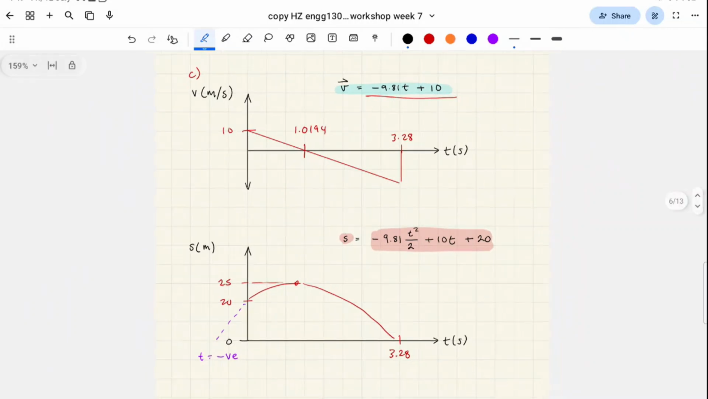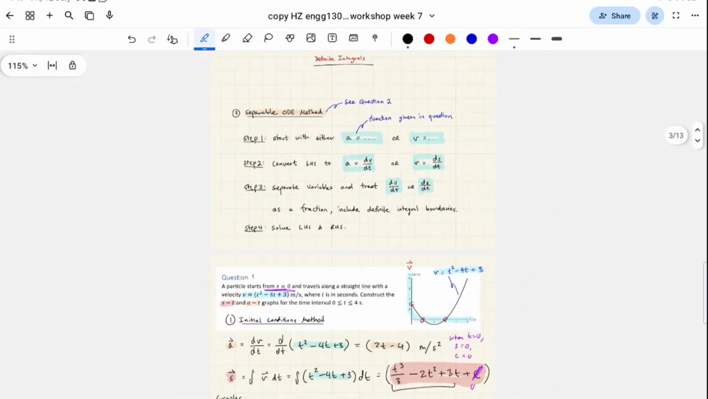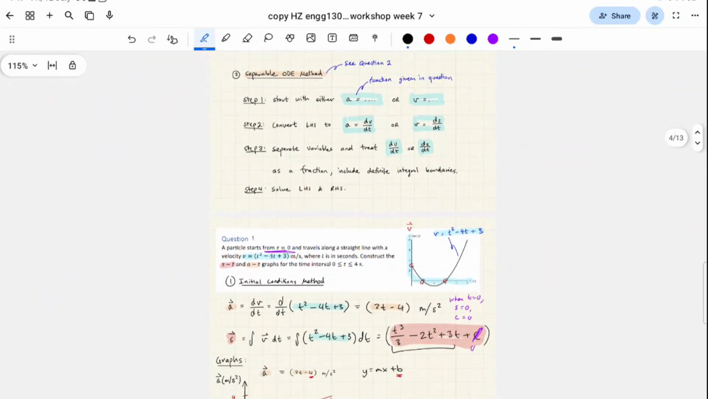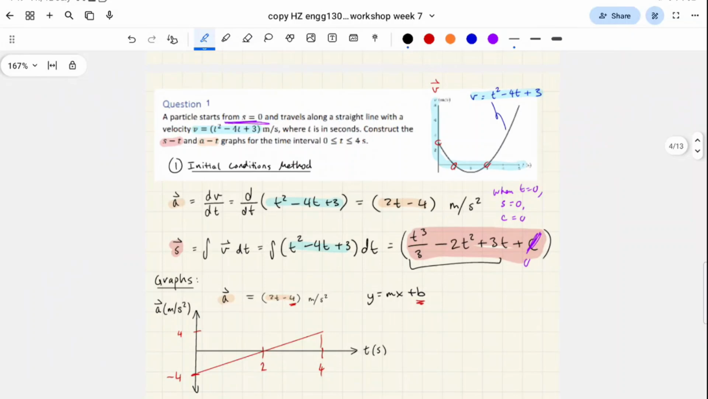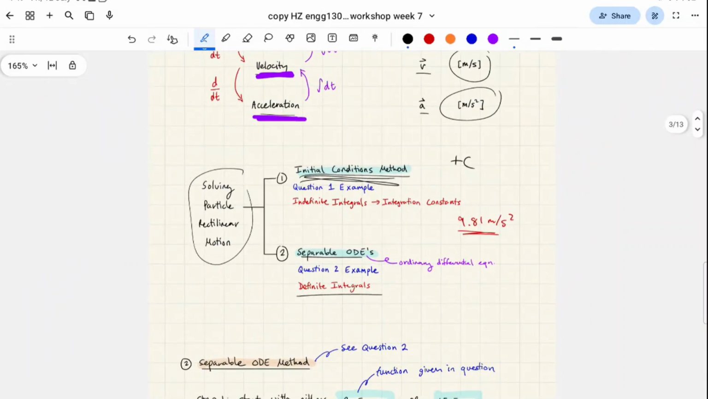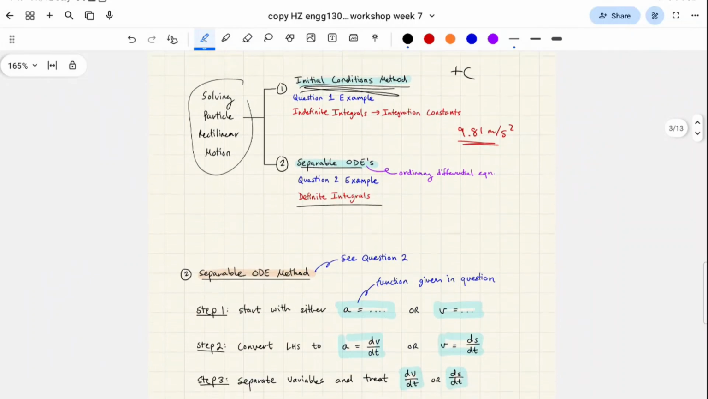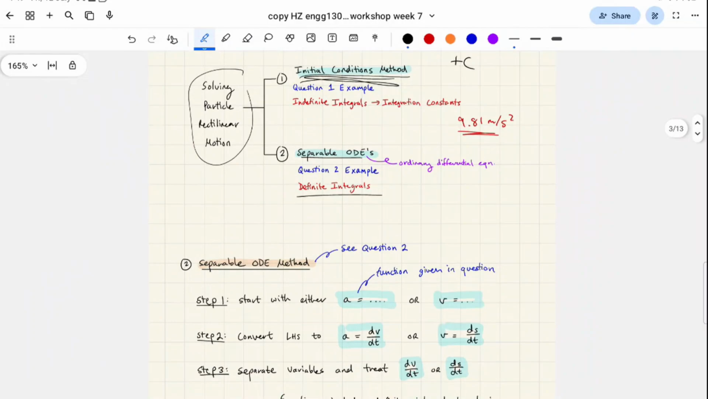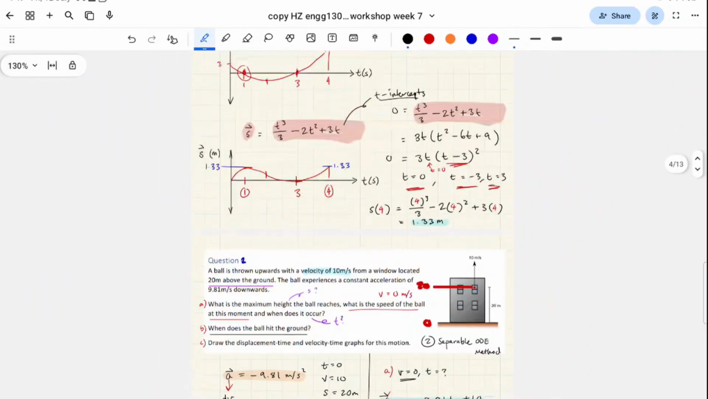Okay, so those two questions essentially cover most of what can be expected in rectilinear motion, right? So you can either use the initial conditions method or the separable ODE method. I prefer the separable ODE method. It's a bit more step by step. The other one is just doing random stuff until it works. But yeah.